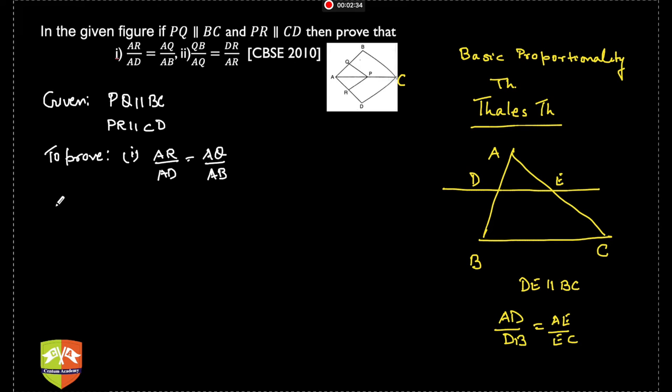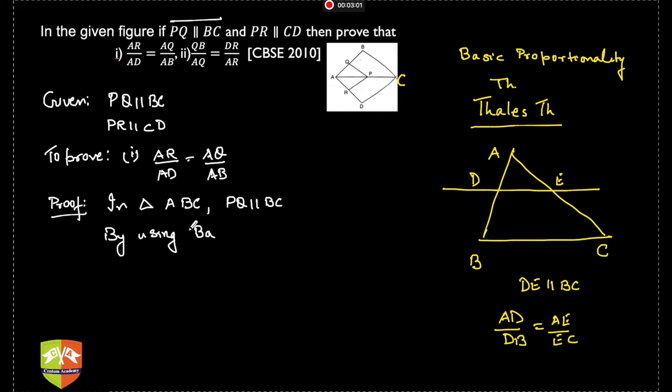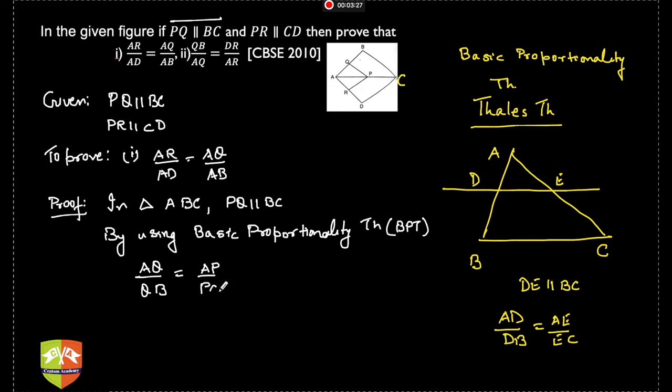So how to prove? Proof. Let's try to find the proof. If you see in triangle ABC, it's given that PQ is parallel to BC. So then you can write, by using Thales theorem or basic proportionality theorem. In the first instance, please try to write the theorem's name in full, basic proportionality theorem, and then you can put an acronym along with it so that you can use it later on. So by using the basic proportionality theorem, we know that AQ upon QB will be equal to AP upon PC, isn't it?